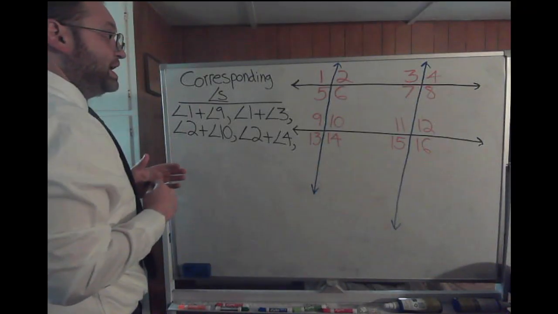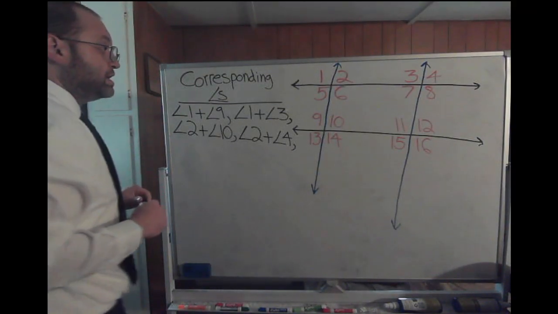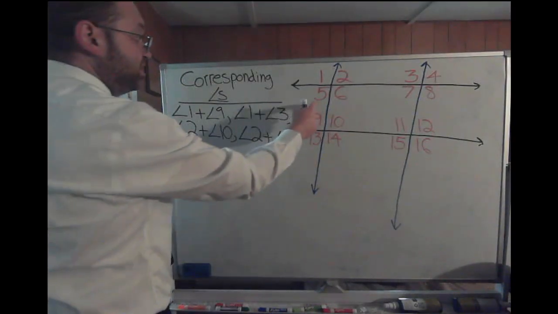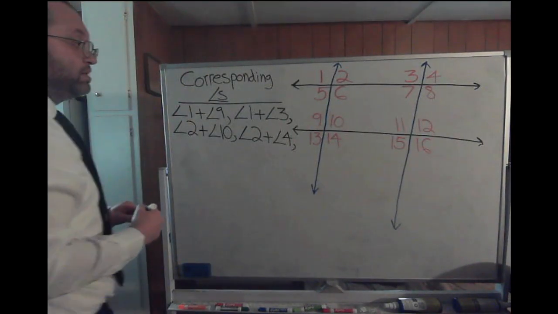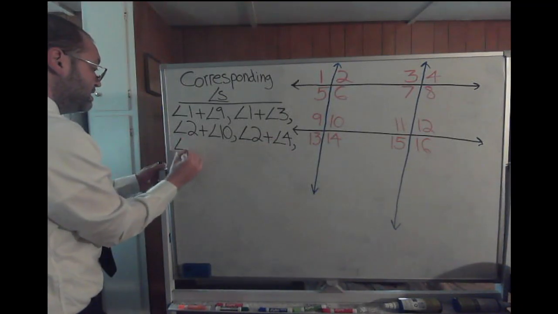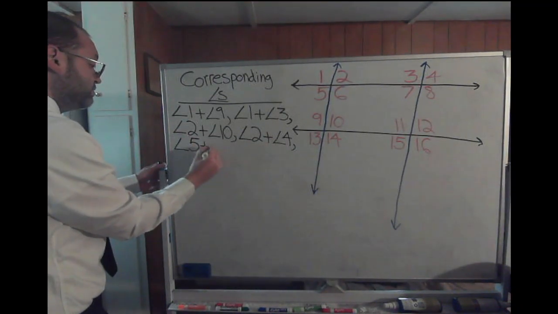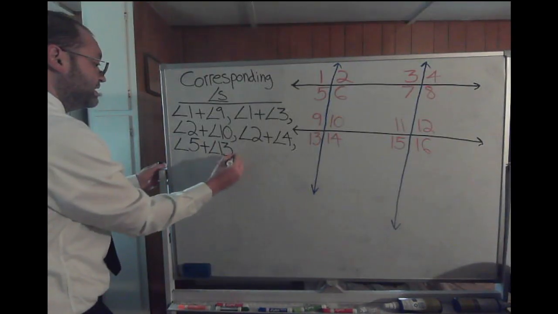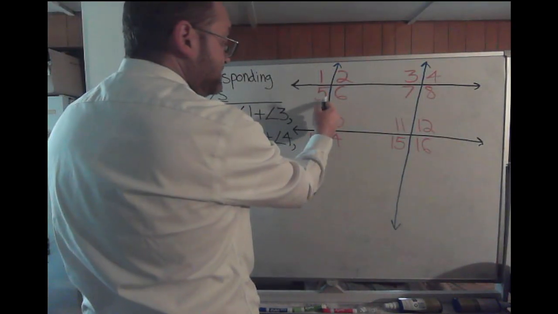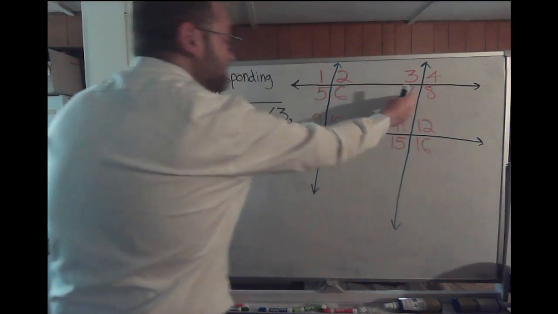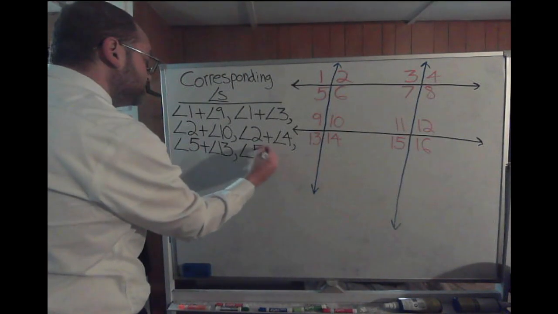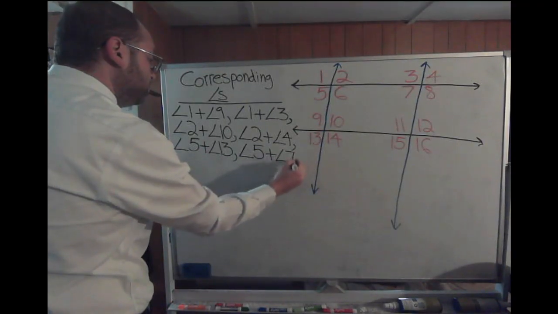So let's look now at angle 5. Angle 5's in the bottom left of the top line. Well, angle 13's in the bottom left of the second line, so we have angle 5 and angle 13. Those are corresponding angles. And then angle 5's in the top left of this intersection. Angle 7's in the top left of that intersection. So angle 5 and angle 7 are also corresponding angles.